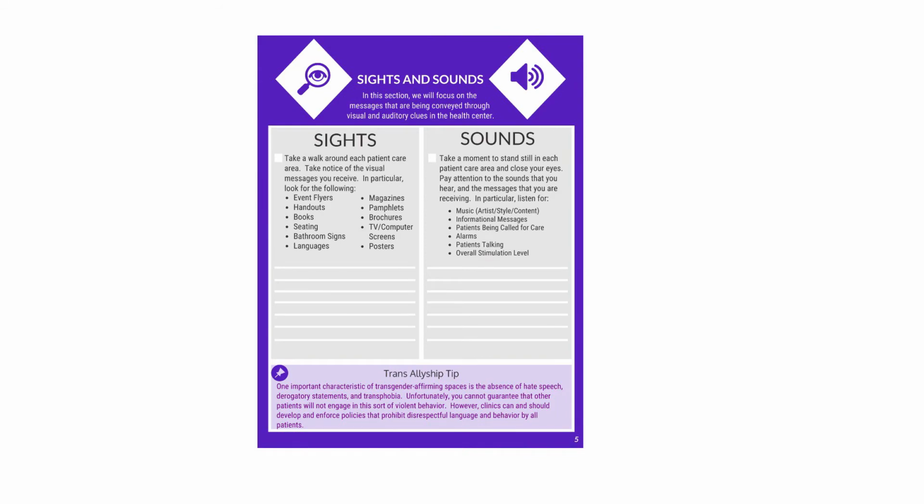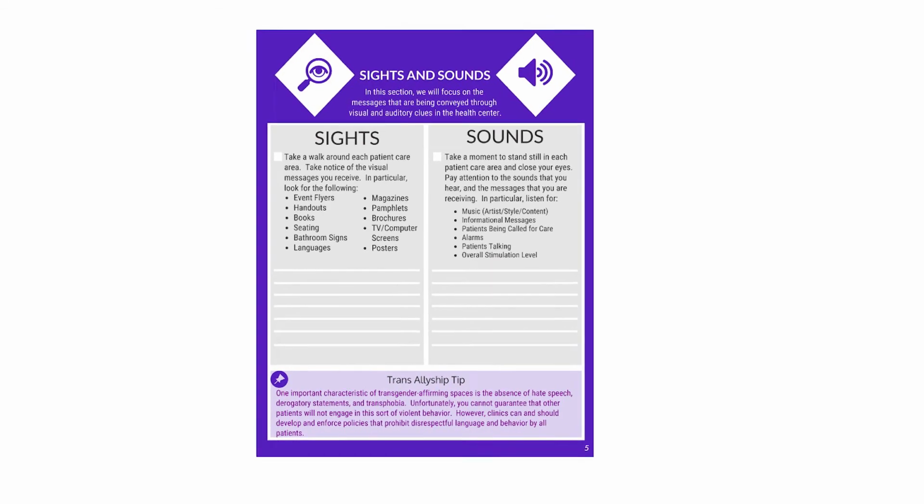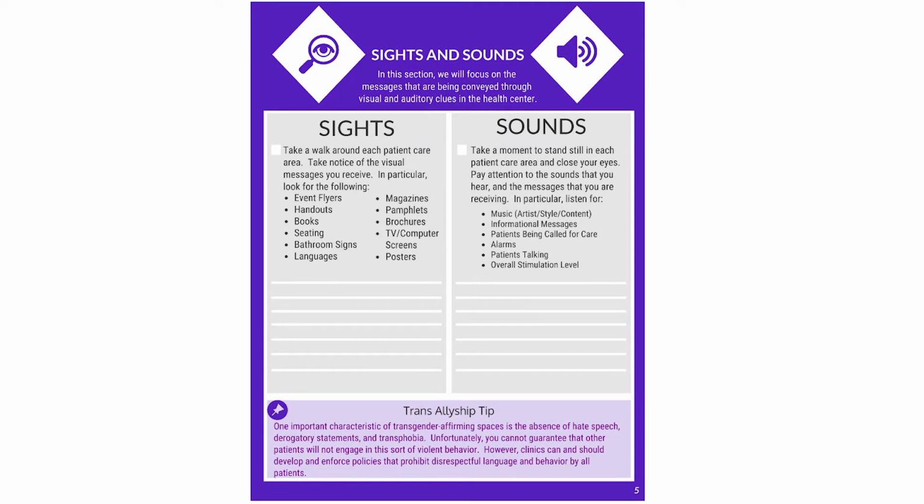Now that we've looked at the walls, let's pay attention to the sights and sounds in the clinic. Specifically, look for visual messages that your eye takes notice of. Look for flyers, handouts, books, bathroom signs, languages used in informational pamphlets, magazines, brochures, any TV or computer screens, and event flyers around. What kind of seating options are available? Are they good for everybody?